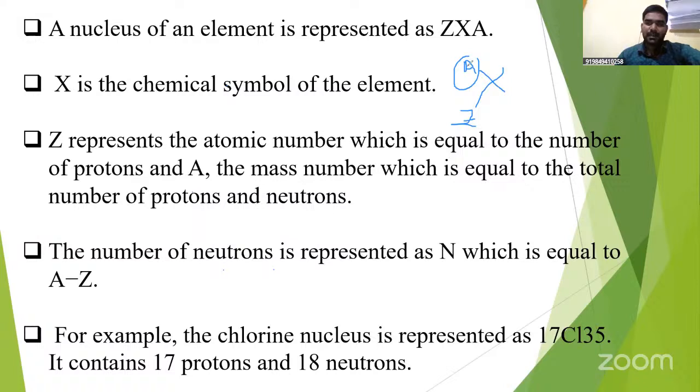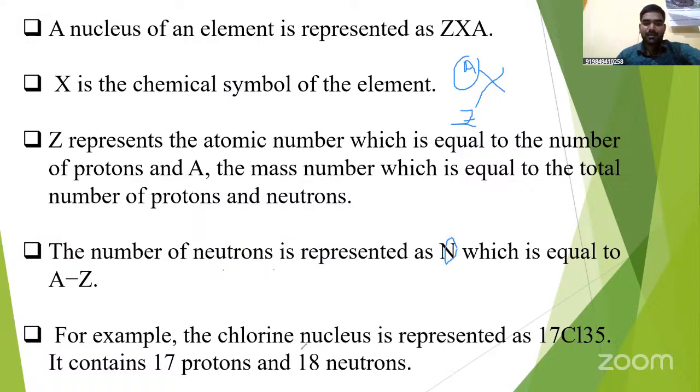If you subtract A minus Z, what happens? The mass number minus the atomic number. The atomic number is the number of protons. The mass number is the number of protons plus neutrons. So the number of protons plus neutrons minus the number of protons gives us the number of neutrons. So A minus Z indicates the number of neutrons, which is represented by capital N.